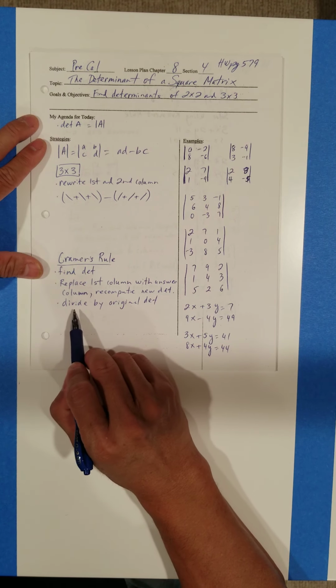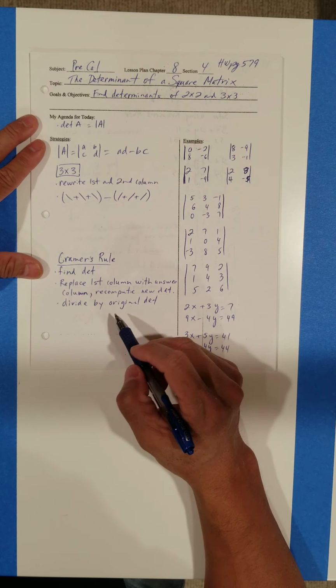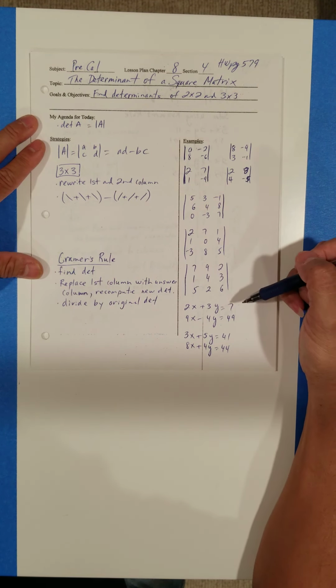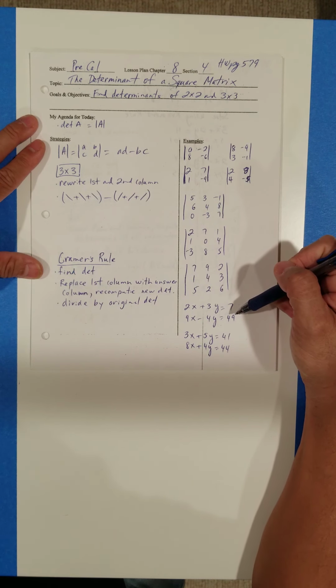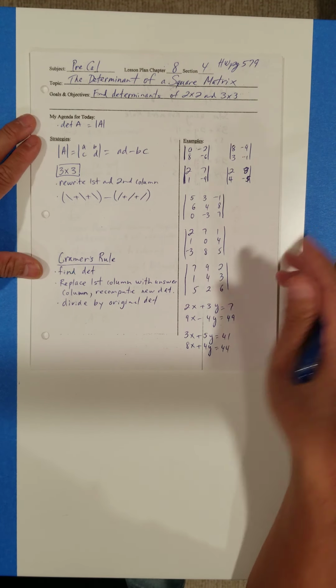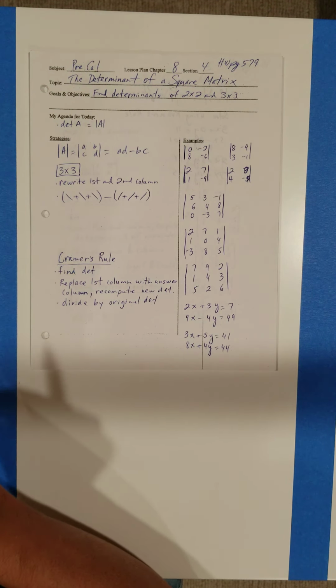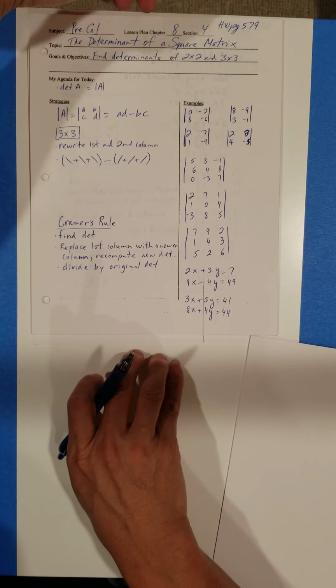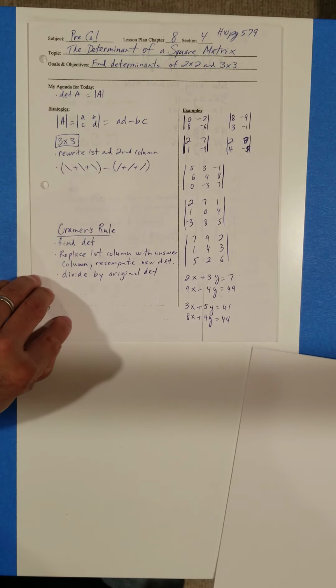And then at the end, we want to use this idea of determinants to find solutions to systems of equations using what's called Cramer's rule. So we'll go over Cramer's rule. We'll do some easy examples of 2 by 2s first, and then we'll go over 3 by 3s.